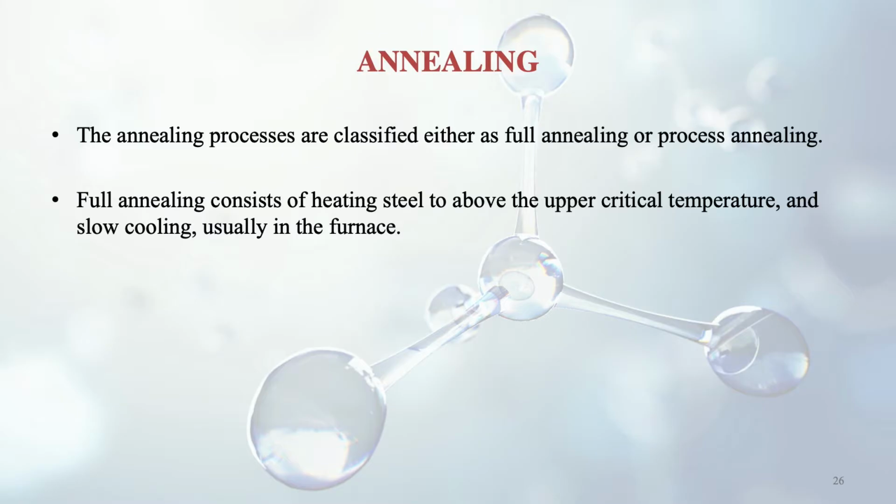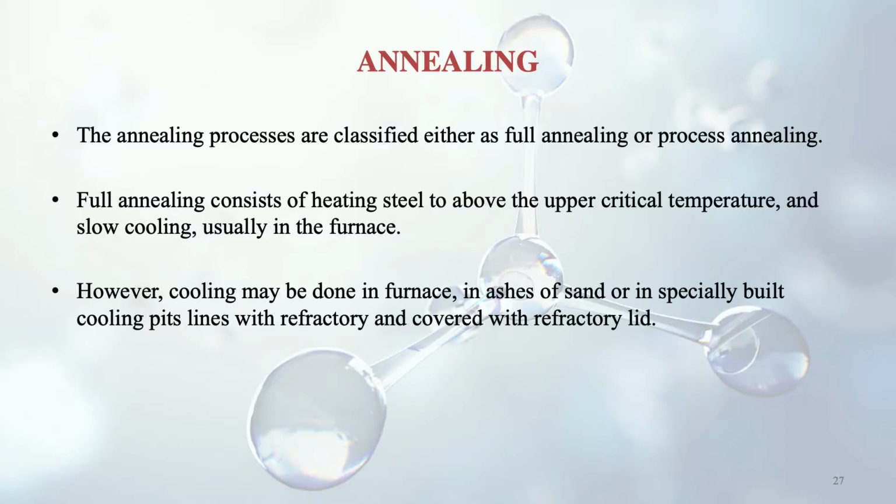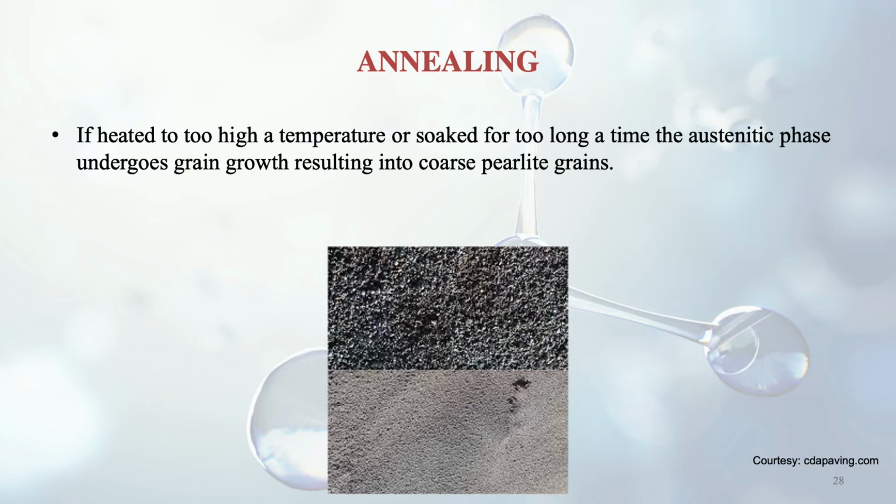What is full annealing? Full annealing consists of heating a steel to above the upper critical temperature and slow cooling, which is usually done in the furnace. So this initial heating is done up to the upper critical temperature, which is 900 degrees centigrade, and the cooling is done in the furnace. However, cooling can also be done in ashes or sand, or in specially built cooling pits, lined with refractory and covered with a refractory lid. If heated to too high a temperature or soaked for too long a time, the austenitic phase undergoes grain growth, resulting in coarse perlite grains.